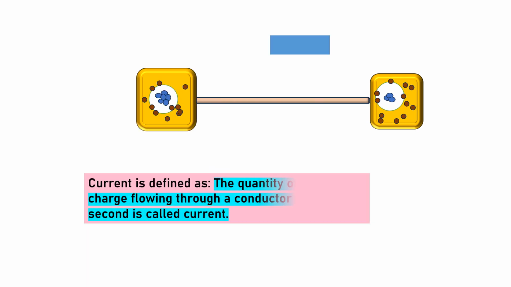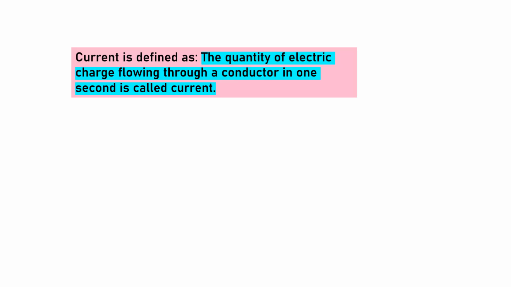Now, current can be defined as the quantity of electric charge flowing through a conductor in 1 second. Okay, so 1 second is very important. The quantity of electric charge flowing through a conductor in 1 second is called current.